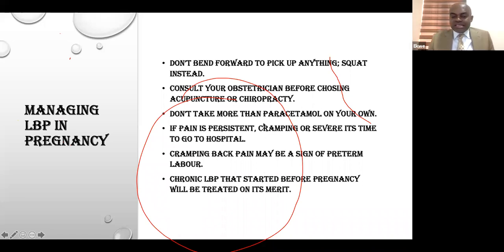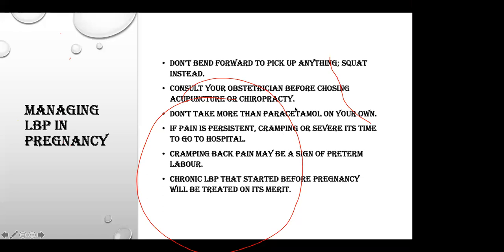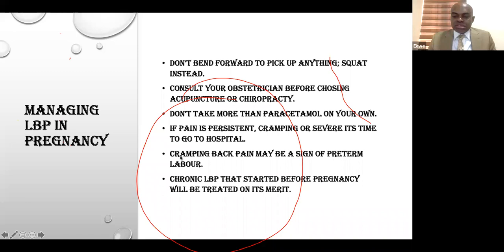If you have persistent back pain when you're pregnant, especially if it is cramping, please go to hospital. Cramping pain can be a sign of labor, and if it's preterm labor, you might not even think it, because you won't have tummy pain, only pain in the back. So don't take it lightly. If you have cramping pain that is persisting, please go to hospital.